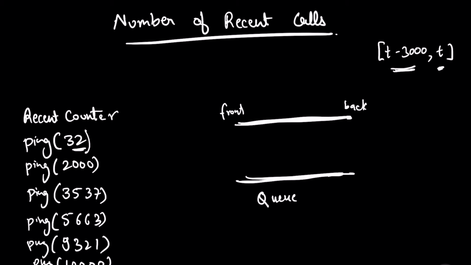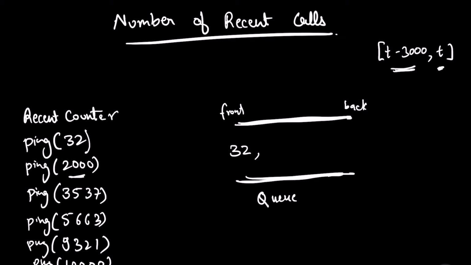But if the queue is empty, then obviously there is no front, so we can just directly add that time to the queue, right? So we should just directly store the time for that ping to the queue. Okay. Then whenever the ping method is called again, say this is the input, 2000, in this case what we have to do is look at the front element of the queue.